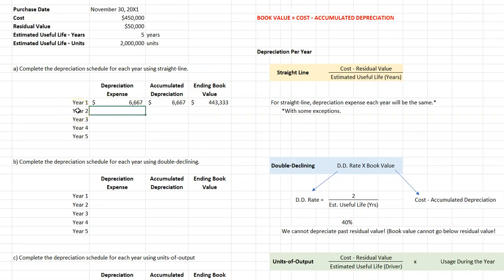Now for year two, I owned this piece of equipment for the whole 12 months. So now we're going back to business as usual, right? I owned the equipment for the full 12 months, so it's going to be for the full 80,000 again. And this can be copied all the way down.